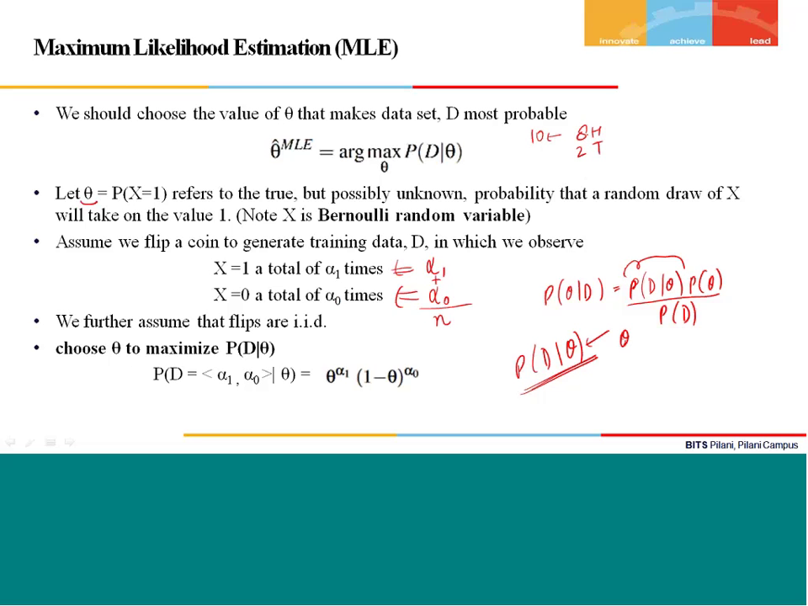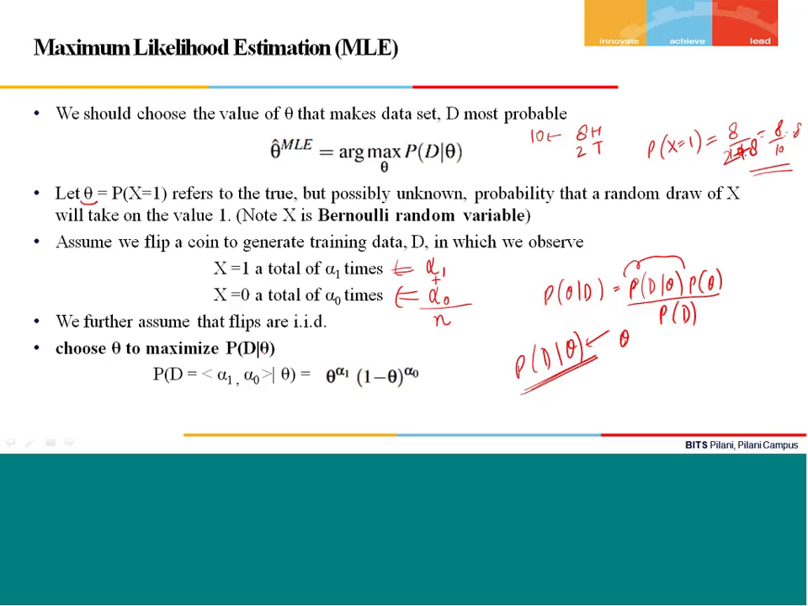So what is the probability of theta, the probability of x equals 1? In this case, by maximum likelihood estimation, the probability is 8 by 10, because 2 plus 8 is 10. So it is 0.8. By maximum likelihood estimation, the probability estimate of getting head is 0.8. Now how do I come up with this 0.8? I'm going to discuss that point.